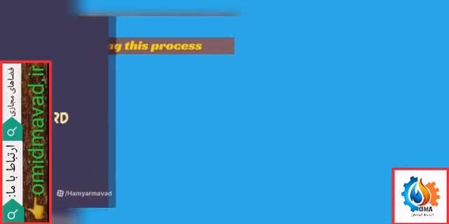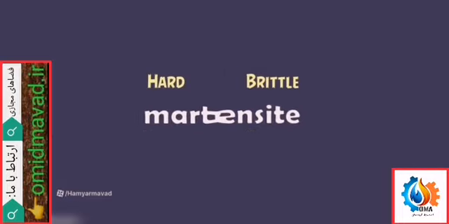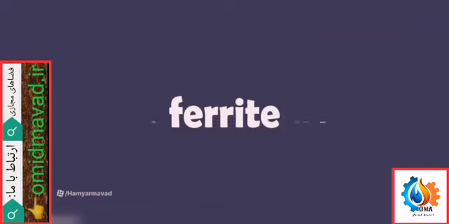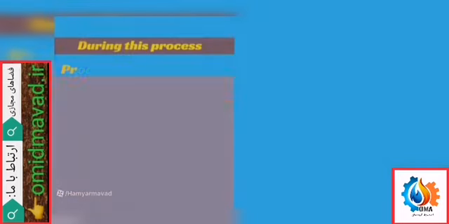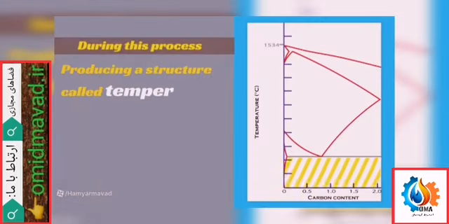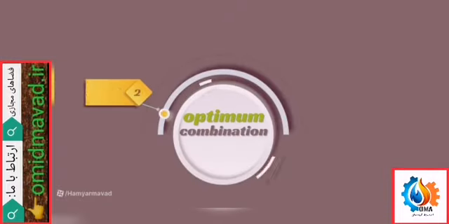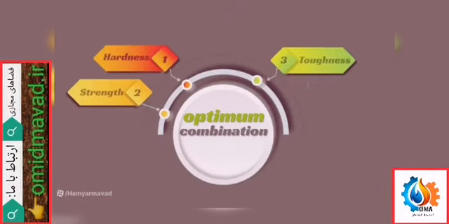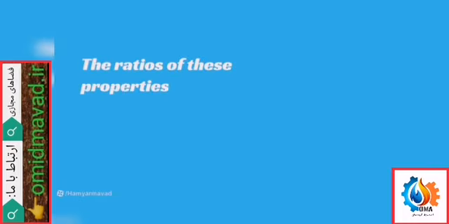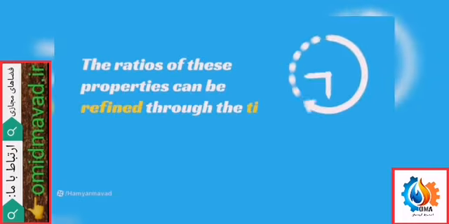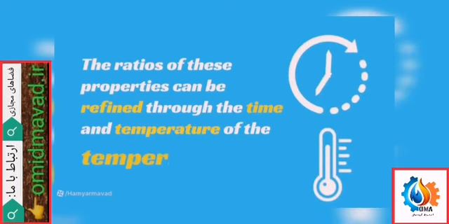During this process, the hard brittle martensite dissociates into ferrite and iron carbide, producing a structure called tempered martensite, which has lots of fine particles dispersed through the ferrite. This will give the optimum combination of strength, hardness, toughness, and ductility. The ratios of these properties can be refined through the time and temperature of the tempering.